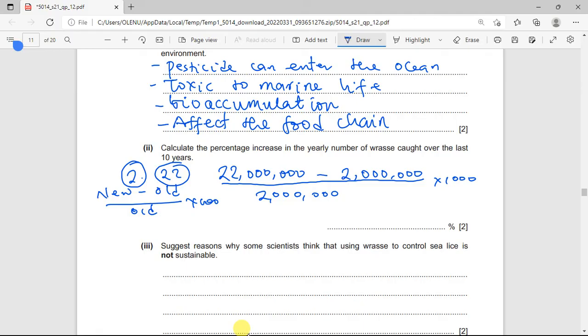And if you do this, you will have 2000. Sorry. If you punch your calculator properly, you have 1000% increase.